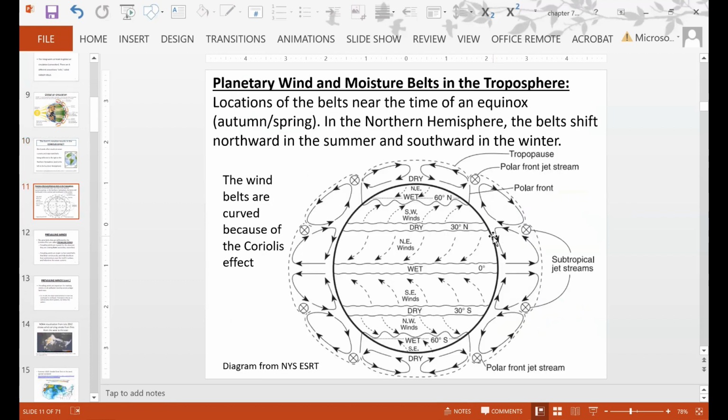So this diagram shows you wind belts and moisture belts. And it says the troposphere is your lower part of the atmosphere. So here you have a wet zone. Here's a dry zone. Here's a wet zone. And then you have your wind belts showing the direction. And this is very similar to the previous diagram. It also shows you the convection cells.